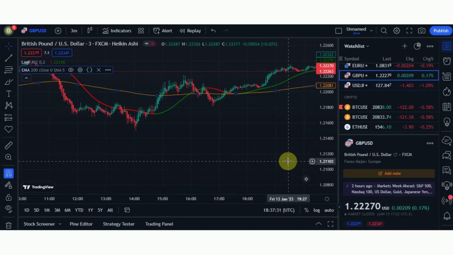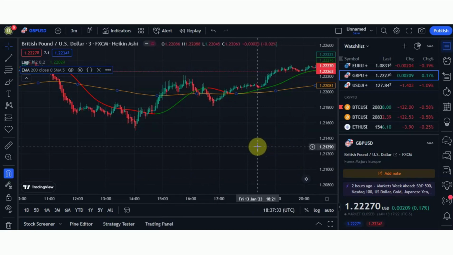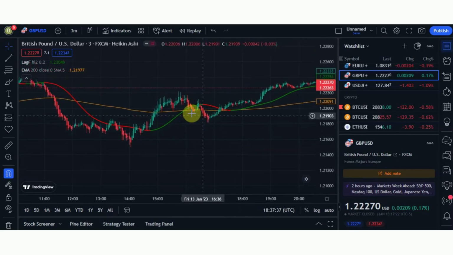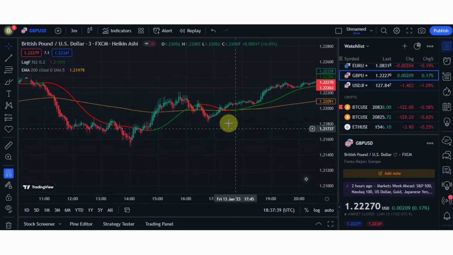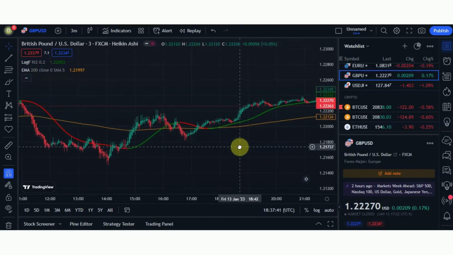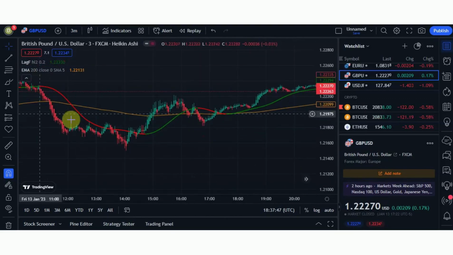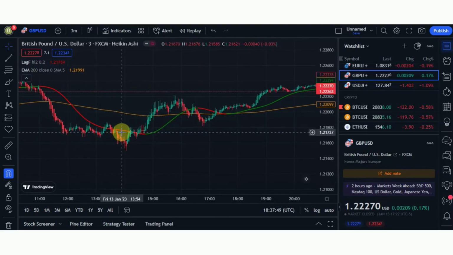So the strategy with using these indicators is very simple, and it can be used for any chart or any time frame. So the purpose of the EMA is to find the main trend of the market. So when the market is above the EMA line, then we know we're in an uptrend, and when it is below the EMA line, then we know we're in a downtrend. All right, so we can use this knowledge to place our buy and sell orders.